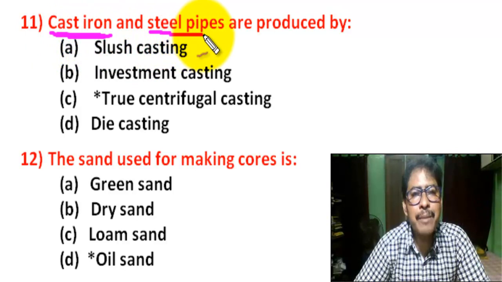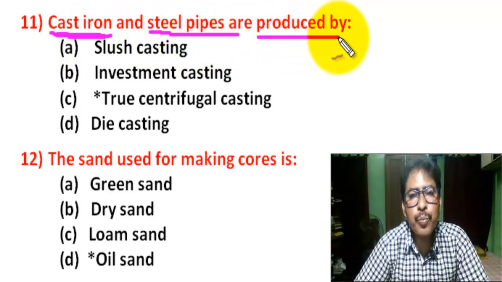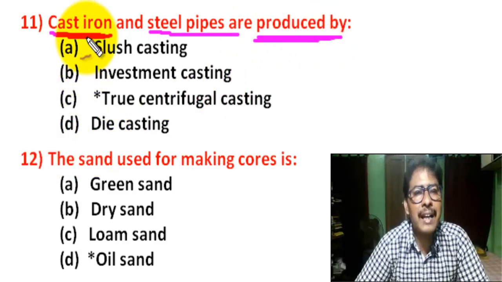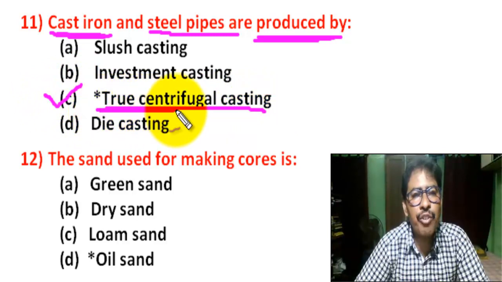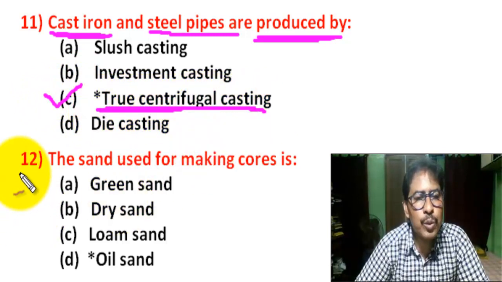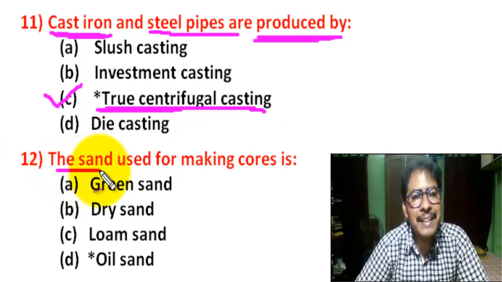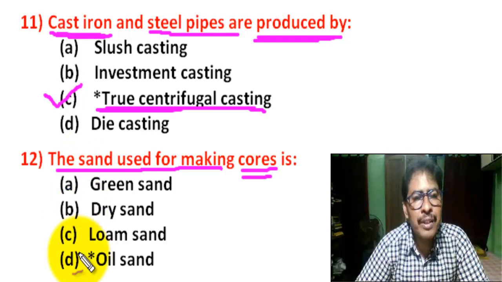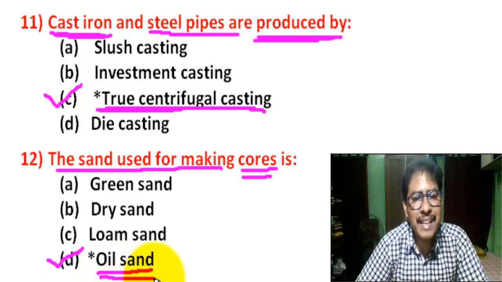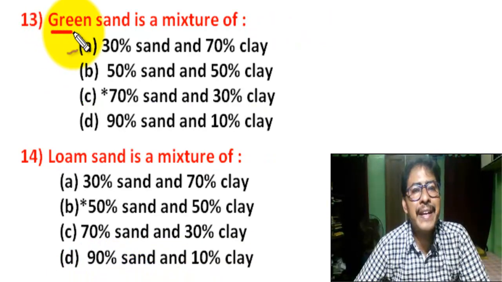Question number 11. Cast iron and steel pipe are manufactured by, there are 4 options. Correct answer is C, centrifugal casting. Question number 12. The sand used for making boards is, there are 4 options. Correct answer is D, oil sand.